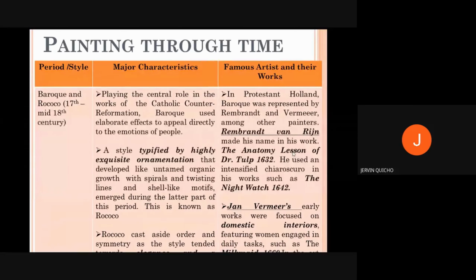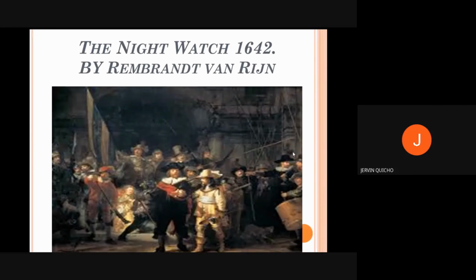While here, the Baroque and Rococo are highly exquisite in ornamentation, because they are really known for more decoration. That's why Rococo is known for elegance and decorative charm, working with different twisting materials to express emotion directly. Among the great works of this period are The Anatomy Lesson of Dr. Tulp, the Night Watch, and Johannes Vermeer's interiors.